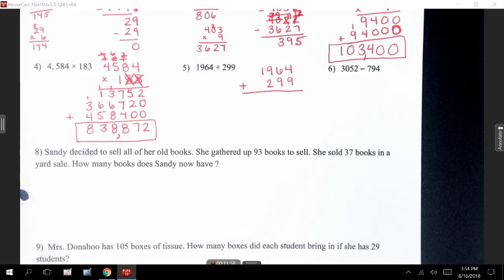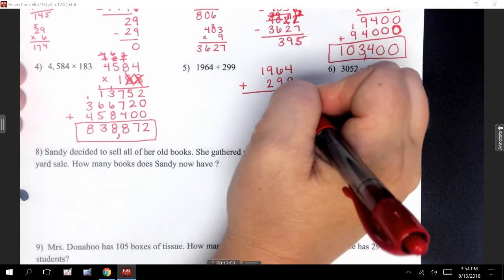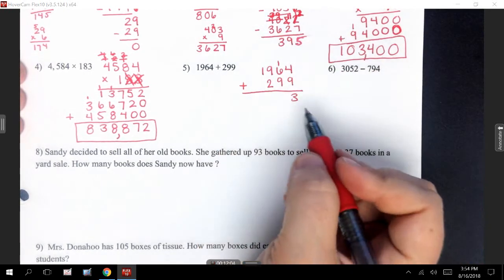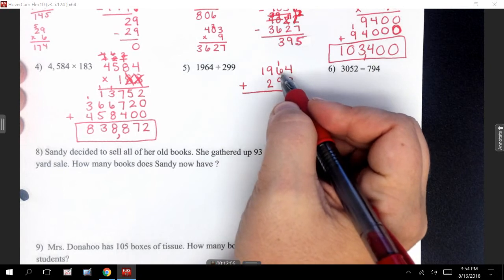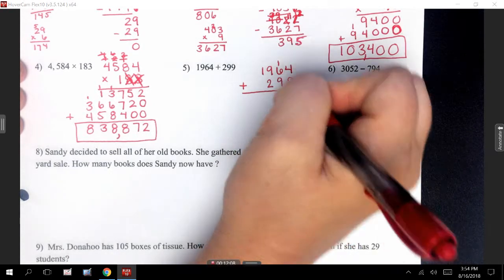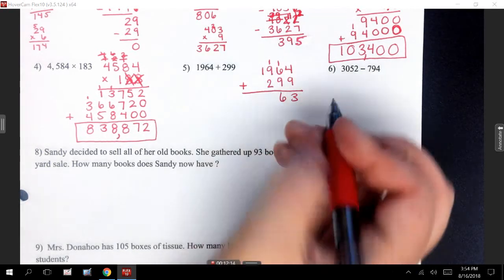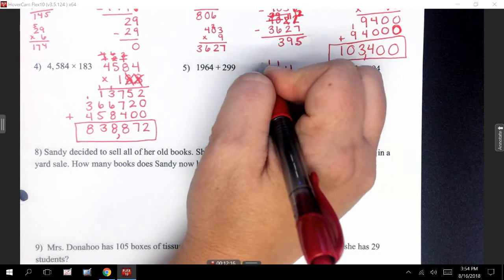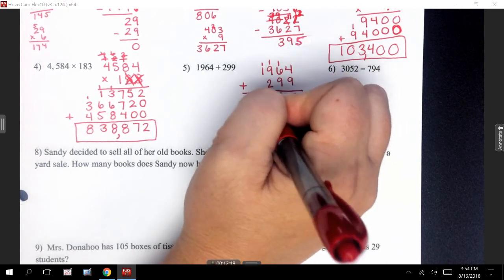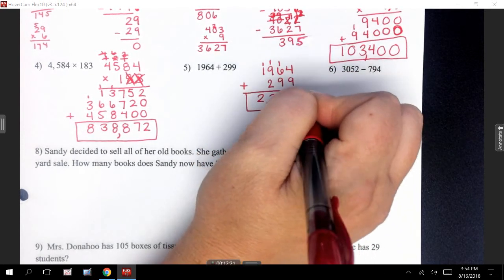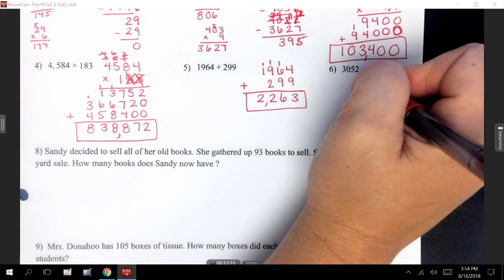All right, number 5, 1,964 plus 299. 4 plus 9 is 13. I'm going to carry the 1. 1 plus 6 is 7, plus 9 is 16. Or we could have added the 1 to the 9 to make it 10, plus 6 is 16 still. All right, 1 and 9 is 10, plus 2 is 12. Carry the 1, and then 1 and 1 is 2. So I get 2,263.